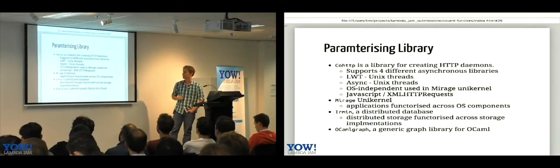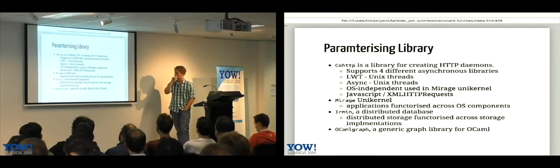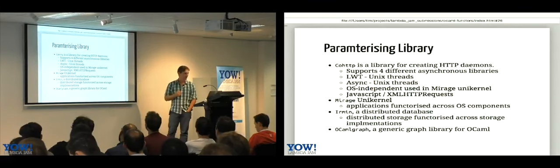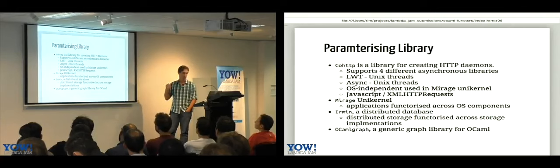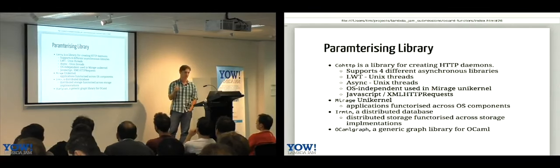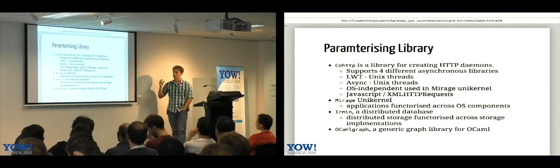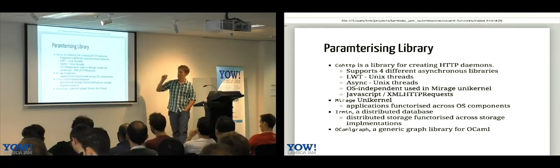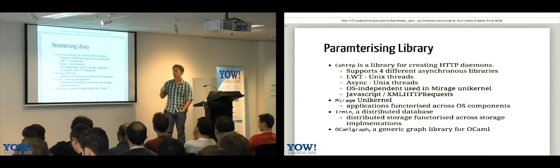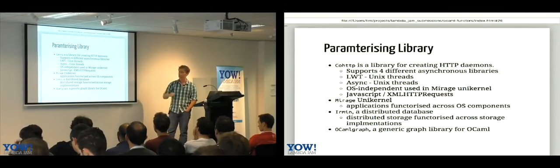Okay, parameterizing libraries. This is a really interesting thing for me personally, because I really like the way these libraries do this. The first example is CoHTTP, a library for creating HTTP daemons. There's a common set of code for it, but it's parameterized over four different asynchronous libraries. The first is LWT, which is backed by Unix threads, then Async, which is also backed by Unix threads but slightly different, and then you've got two other ones.